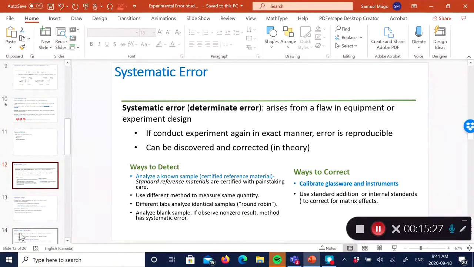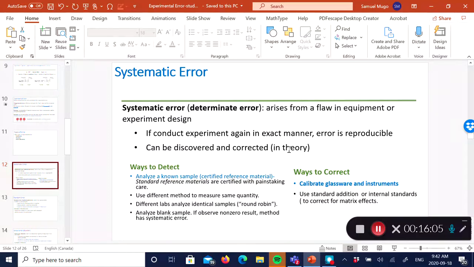So what's a systematic error or determinate error? These are errors that arise from a flaw in the equipment or from the design of your experiment. Now these errors, very important, are reproducible, and that's why they are called systematic. If they are positive, far from the true value, they are always very, very reproducible. And so these errors can easily be discovered, and they can be corrected as well, in most cases.